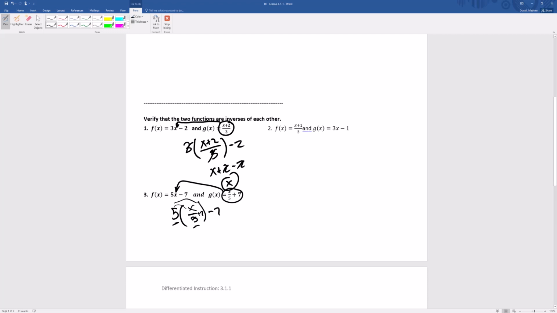Like I have to distribute that 5, and I'm going to get 5x over 5 plus 35 minus 7. Yeah, those 5's cancel out now, but I have x plus 28. They didn't completely undo each other. Therefore, they're not inverses.